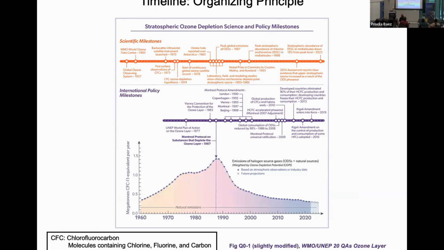All right, now this will be a figure we're going to see a lot here today. It is a modified version of the introductory figure of the 20 Questions and Answers. To remind everyone, CFCs are molecules that contain chlorine, fluorine, and carbon. And the first thing that I would like to talk about is the CFC ozone depletion hypothesis that was put forward in 1974.